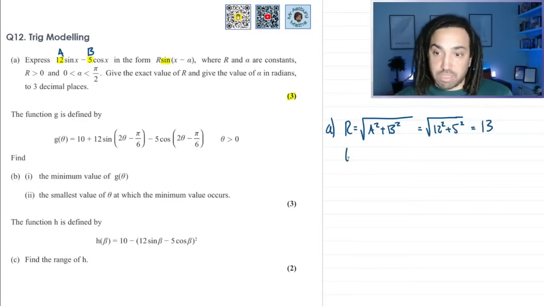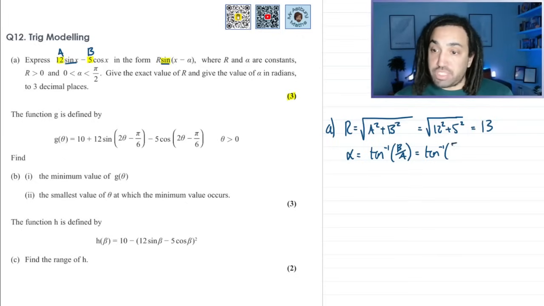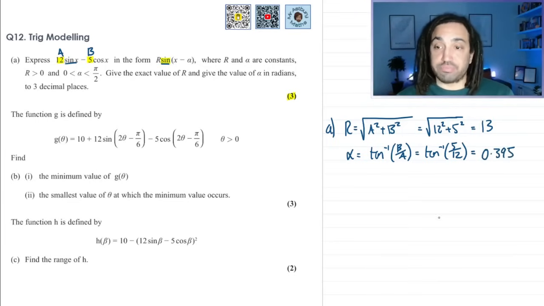And then to find alpha, we just say, as always, alpha is equal to tan to the minus 1 of b over a. And this will work every time, as long as you select the a as the trig function coefficient that you are converting into. So this is 5 over 12, and this will have some sort of value. Let me find what it is. In the calculator, it told me it was 0.395. Perfect. It just says give the value of r and theta in radians, alpha in radians.